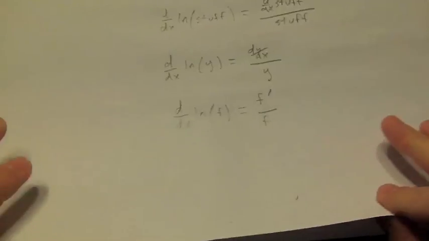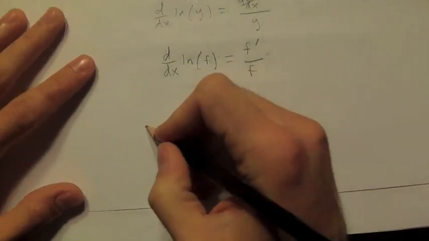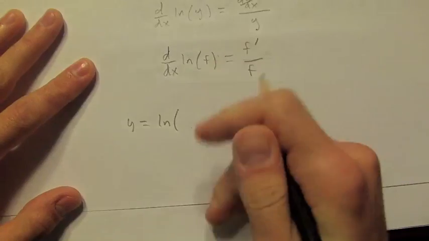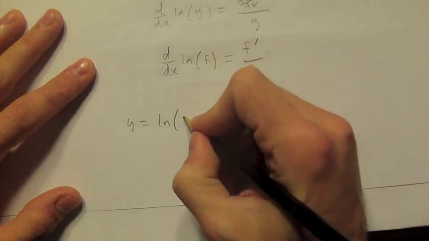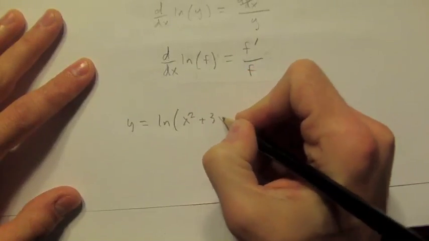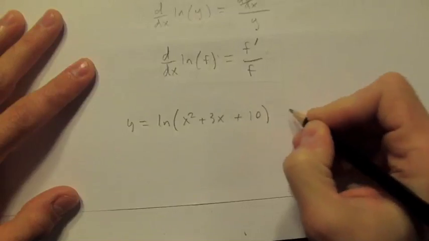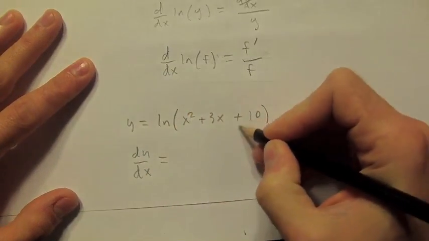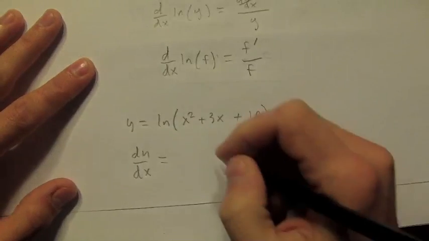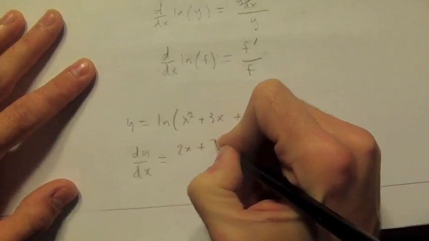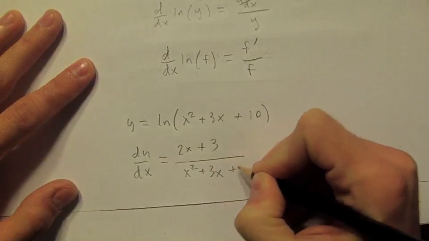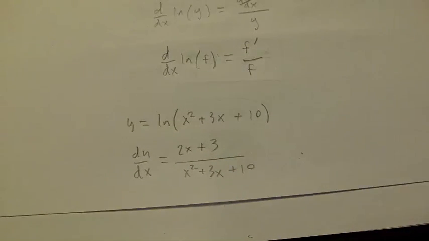Okay, so that actually simplifies things quite a bit, so that if I have, I don't know, y equals the natural log of x squared plus 3x plus 10, the derivative of that, well, it's just going to be the derivative of what's inside, 2x plus 3, all over that stuff left alone. Right, not too shabby, right?